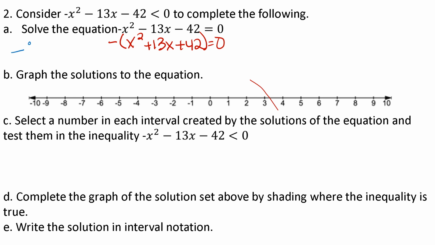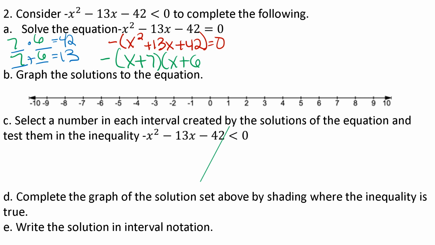Then we want to think of 2 numbers that multiply to be 42 and add to be 13. What did you say, Kushi? 7 and 6, yeah. So positive 7, positive 6. When we factor, it would be x plus 7, x plus 6. All right, so what are my 2 answers?